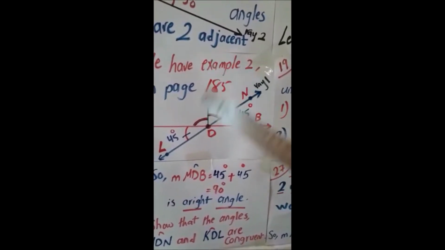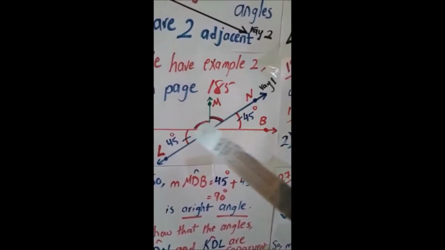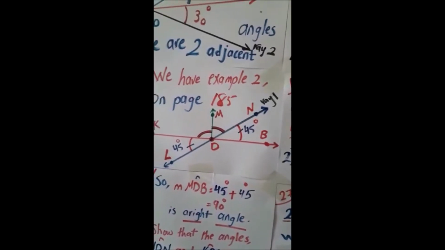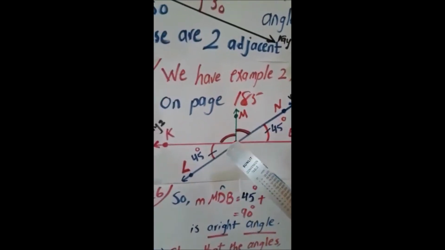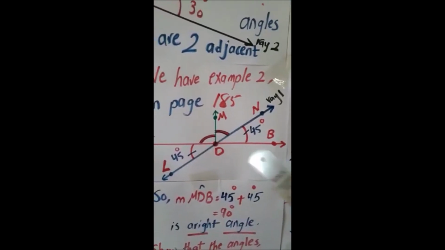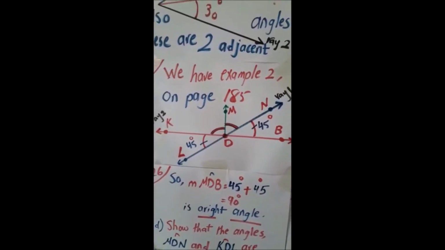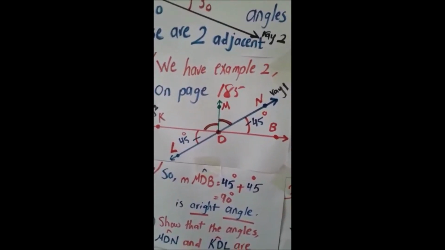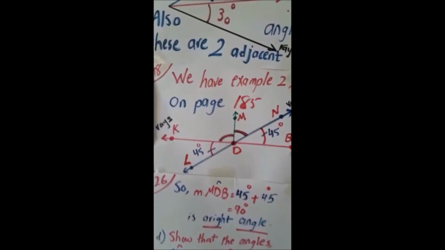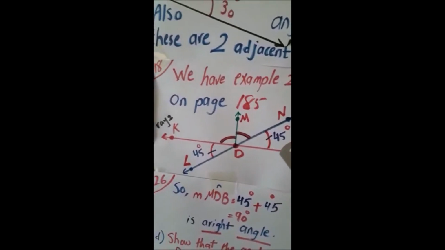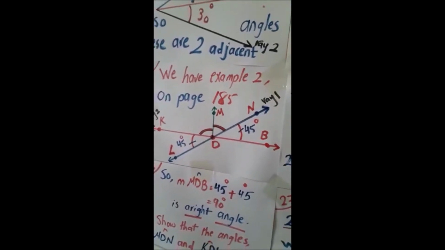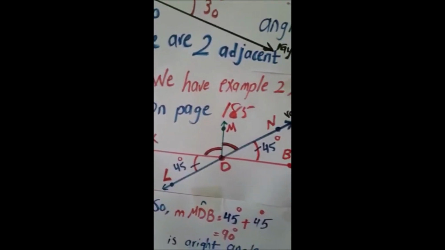MDB is the big one. So he wants from you to give him the measure of this angle. Obviously, if you look at this angle MDB or BDM, you can conclude that it is a right angle, so its measure is 90. But we want to mention the steps to tell him how it's equal to 90.